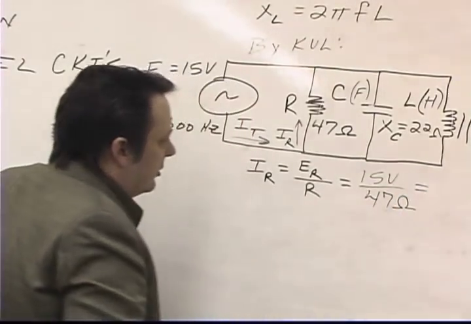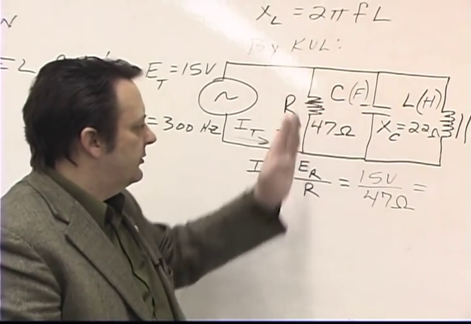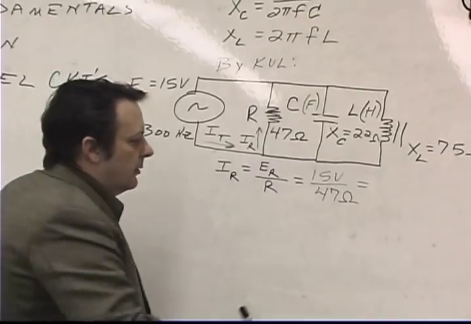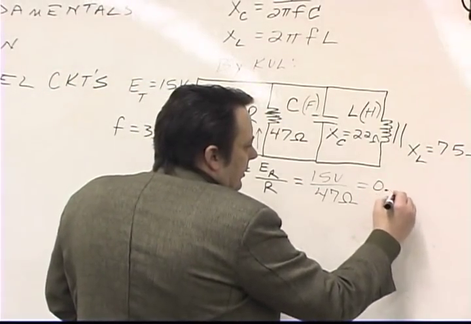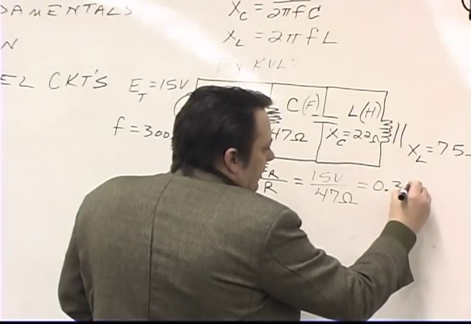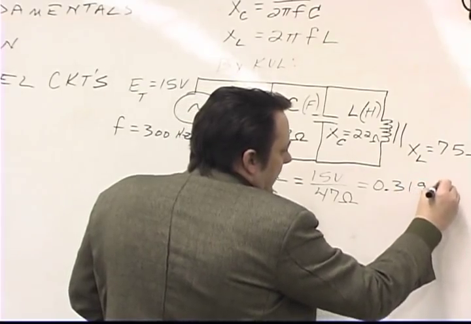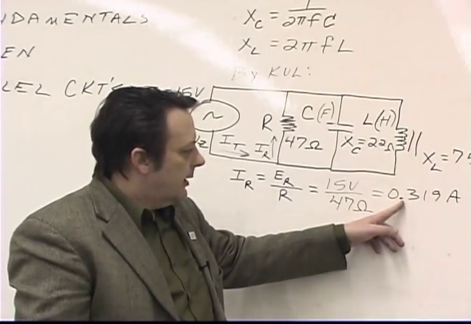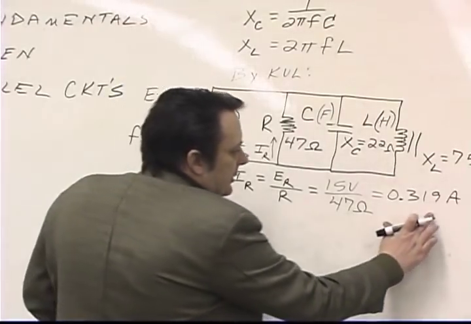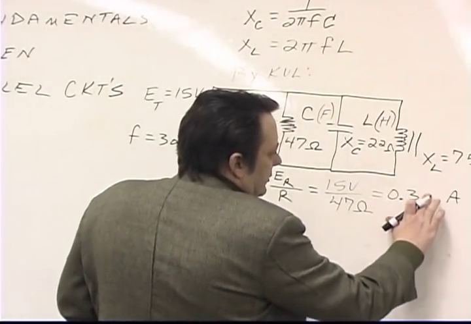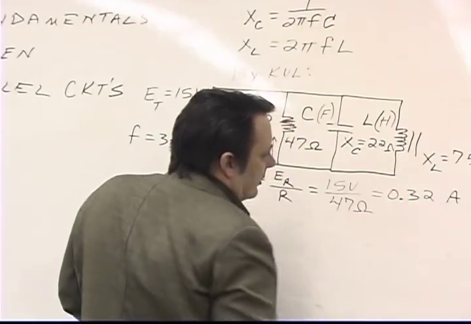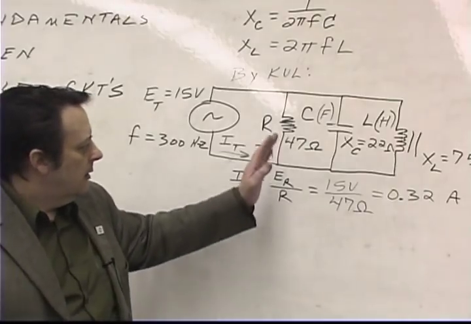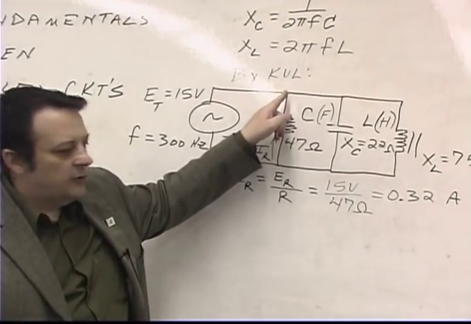And so that gives us a current that's flowing up to the resistor of how much? 15 divided by 47 is what? 0.319 amps. Okay? And we could round that to probably 0.32, and we would get the accuracy that we're looking for. So we'll just go ahead and do that to make our lives a little easier. So there's 320 milliamps that are flowing from this node up to the resistor.